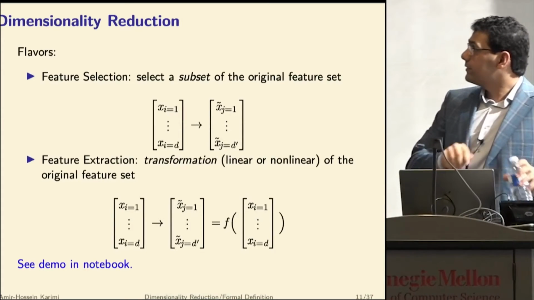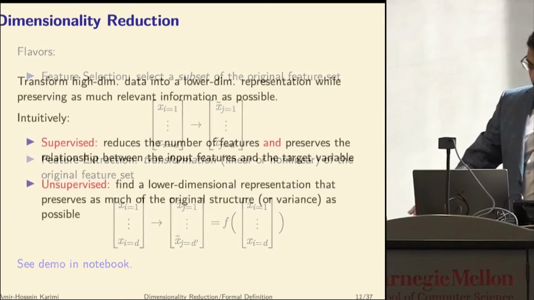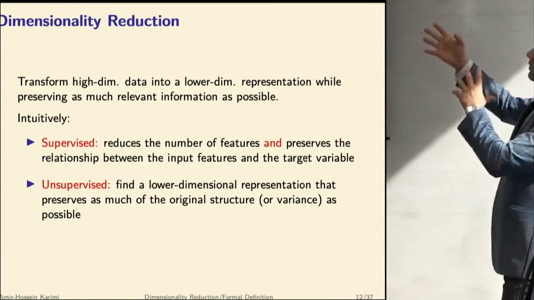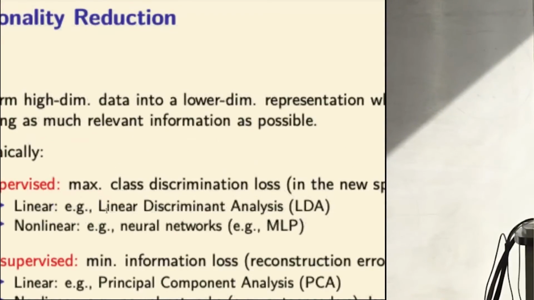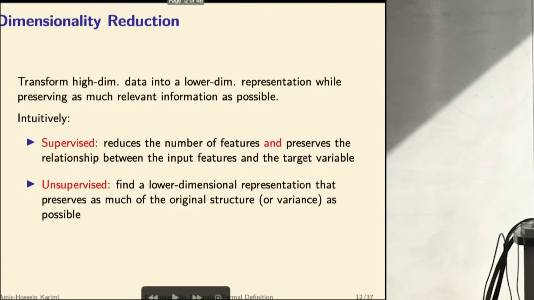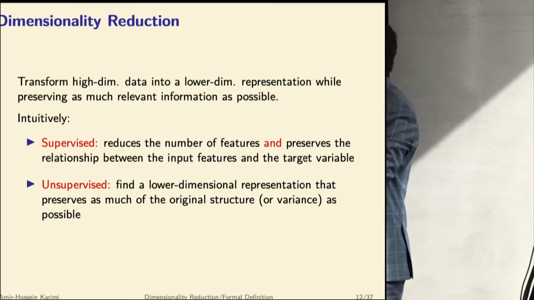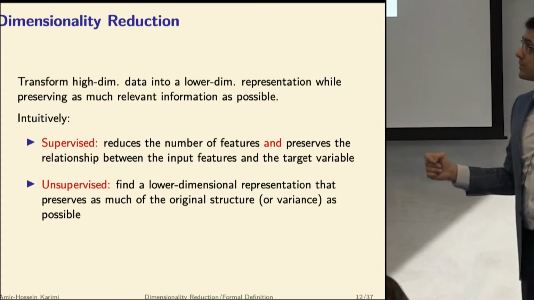OK, so two flavors: feature selection and feature extraction. When we're trying to find these transformations, again, the transformation is going from some high dimensional space to some low dimensional space while preserving as much of the relevant information as possible.